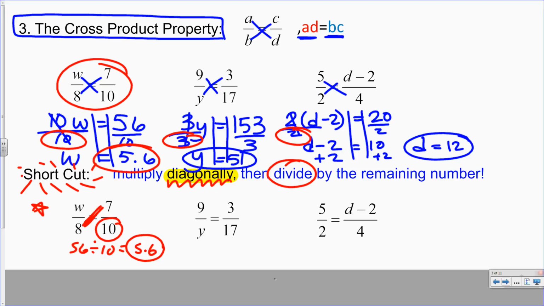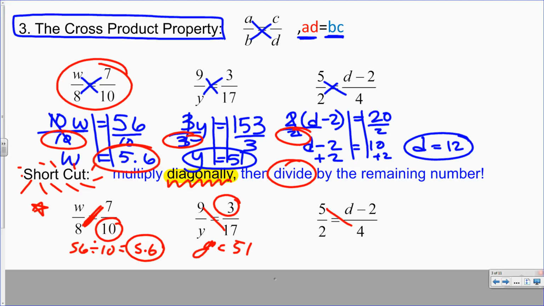So let's look at the shortcut again here. We take 9 times 17, divide by the number left over. So you can do that on your calculator. 9 times 17, that's our 153 we did earlier, and divide it by your 3, and you get 51. Y equals 51.